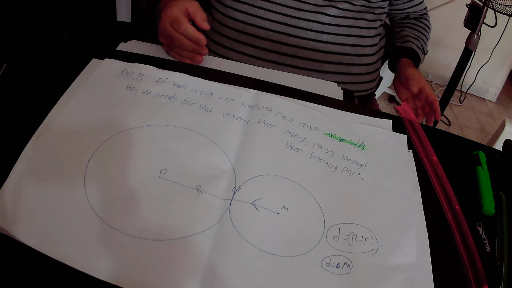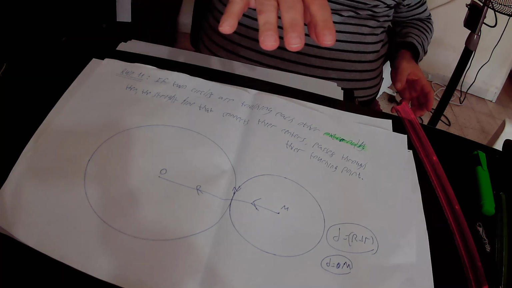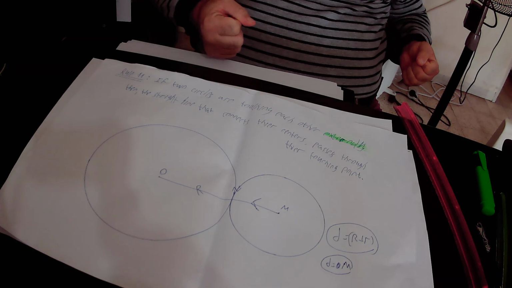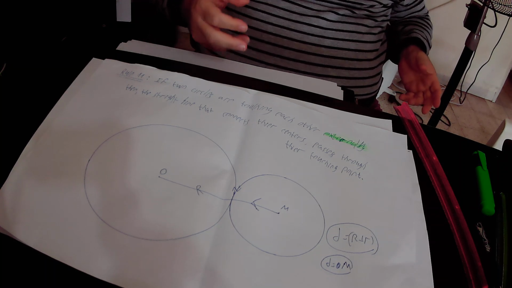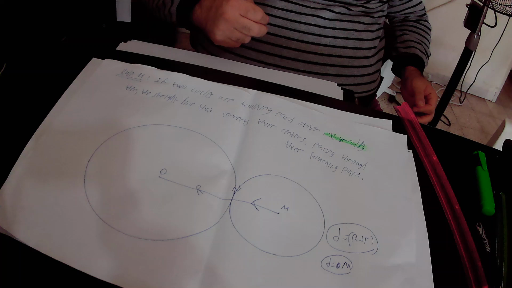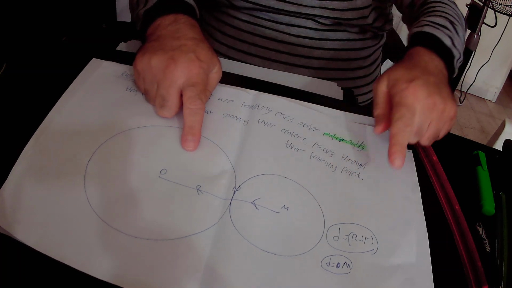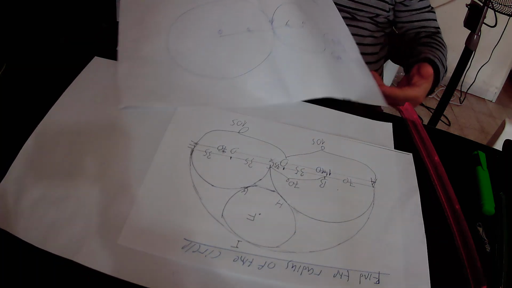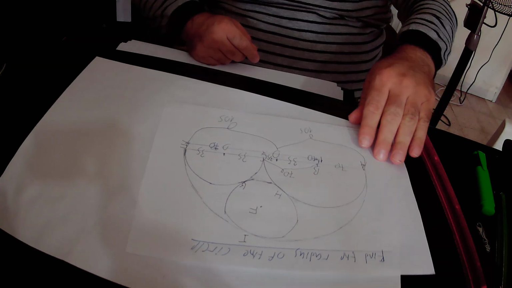So in conclusion, we can say that whenever we have an external touch between two circles, then the distance between their centers will be equal to the addition of their radii with each other. In this case, it's capital R plus small r. Okay? D equals capital R plus small r. We can actually implement the two new rules in our drawing.